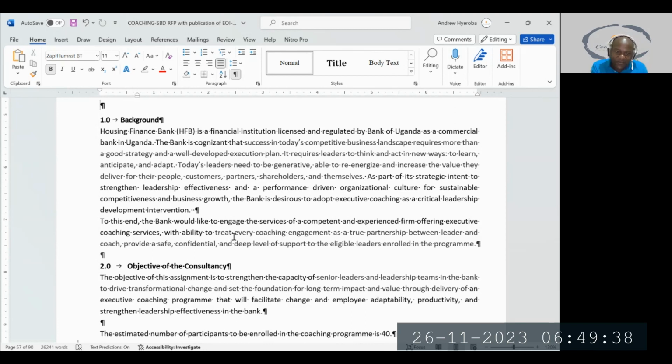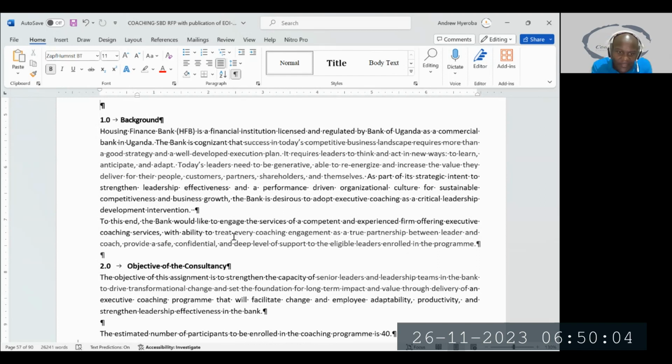So, should we focus on leadership effectiveness? Should we focus on performance driven culture? Should we focus on sustainable competitiveness? Should we focus on business growth? That's a mouthful. But for me, if I was writing comments on the terms of reference, I'd be saying be clear what you want to focus on. Unless you're saying one is a consequence of the other, which is a consequence of the other, and which is a consequence of the other.